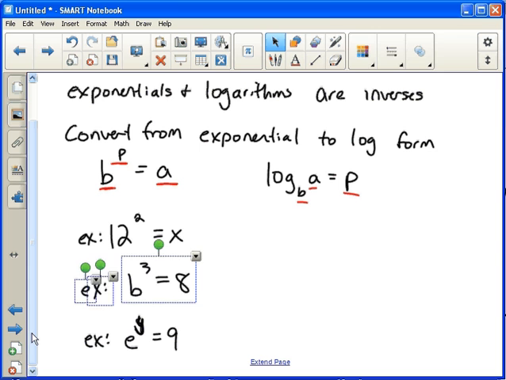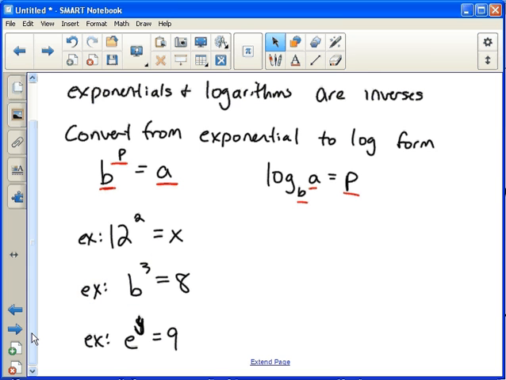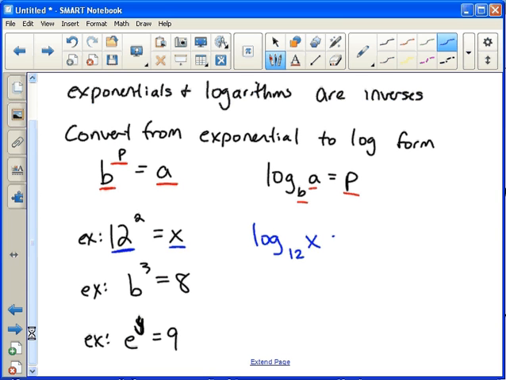So I'm wanting to write that as a log. So I do log, and then I put down my base. My base is 12. And then I put my answer, which is x. And then I put my power, which is 2. So these two forms are equivalent. It's just one is exponential form, that's what we started with in black, and we changed to log form, which is what we wrote in blue.